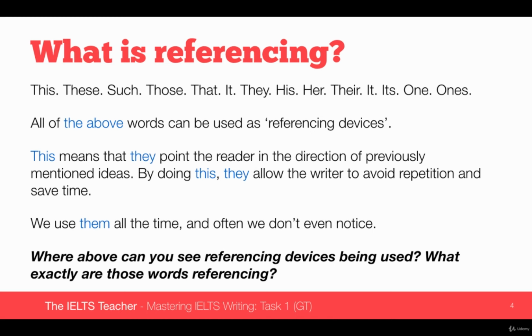By doing this, so when we say this here, we're referring to the idea at the end of the last sentence. So the idea of pointing the reader in the direction of previously mentioned ideas. We don't want to repeat all of that language, so we just say by doing this. By doing this, they allow the writer, the referencing devices, allow the writer to avoid repetition and save time. We use them, so we have the object pronoun here to refer to the referencing devices again. We use them all the time, and often we don't even notice. Okay, so you probably read that, didn't think about it at all, but you can see how common they are in our writing and in our speech.